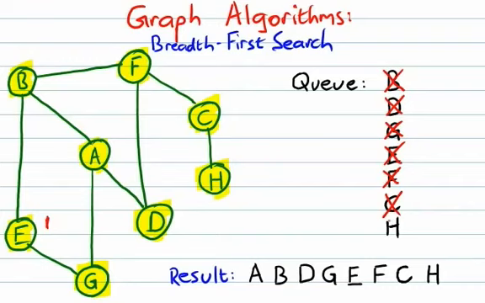Now we go back to the queue, we see that H is at the head of the queue, we dequeue it, we take a look at everything connected to H. Nothing new there, so we're done with H, and when we go back to the queue we see it's empty, which tells us that this traversal is complete.